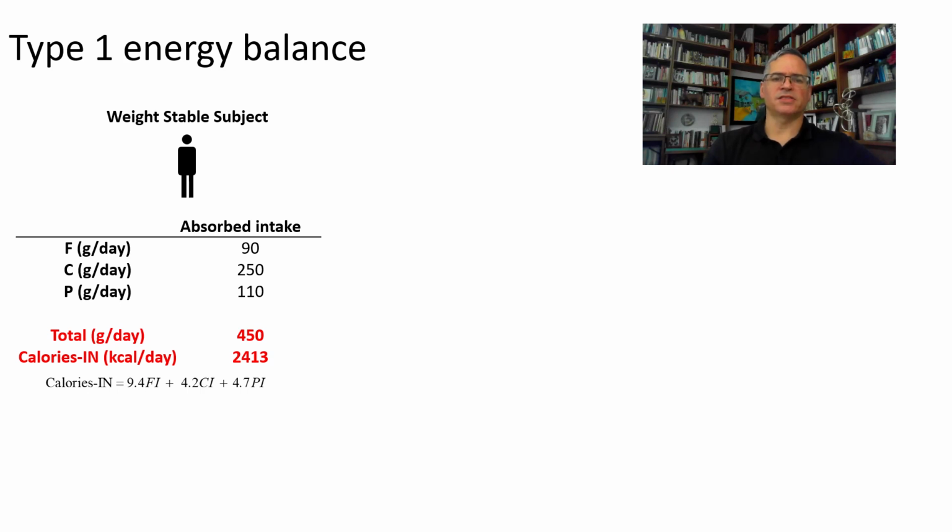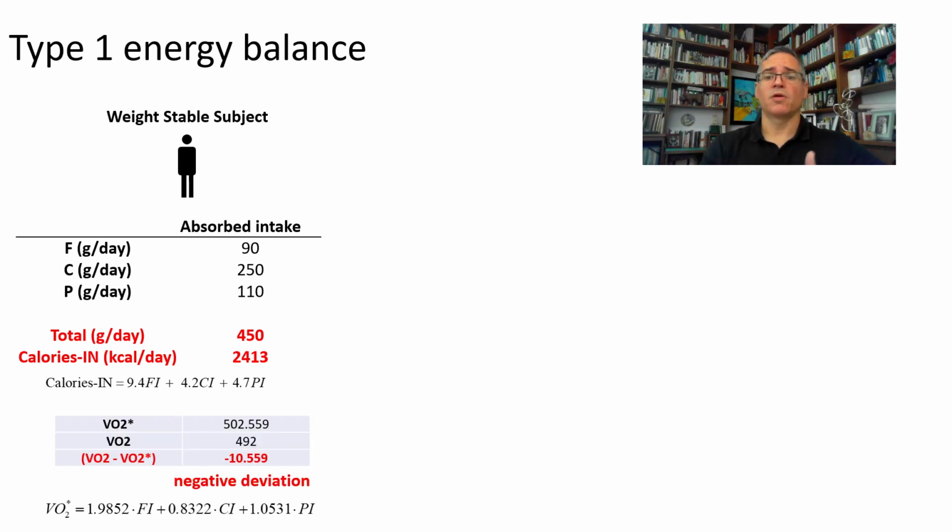Consider a hypothetical weight-stable subject that on average absorbs 90 grams of fat, 250 grams of carbohydrate, and 110 grams of protein. The total absorbed mass is therefore 450 grams, while the corresponding calories are 2,413 calories computed according to the shown formula. The VO2 asterisk, which again is the O2 volume required to completely oxidize the total absorbed mass, is about 502.5 liters and was calculated with the shown formula. The subject's mean VO2 is taken to be 492 liters per day.